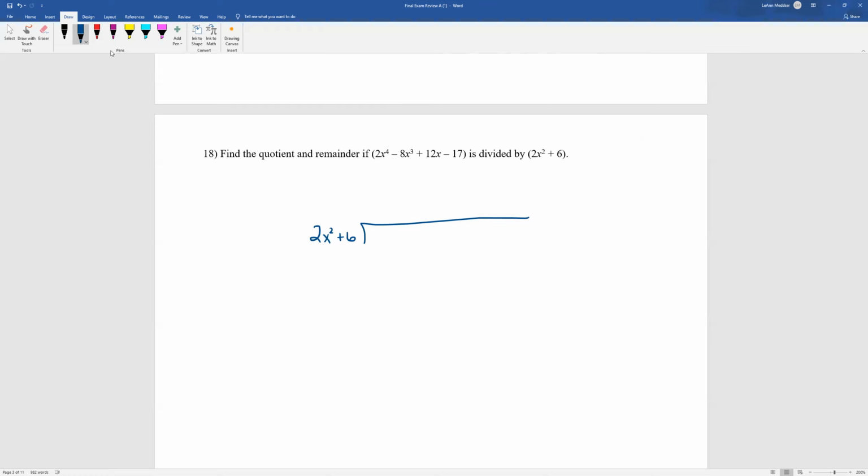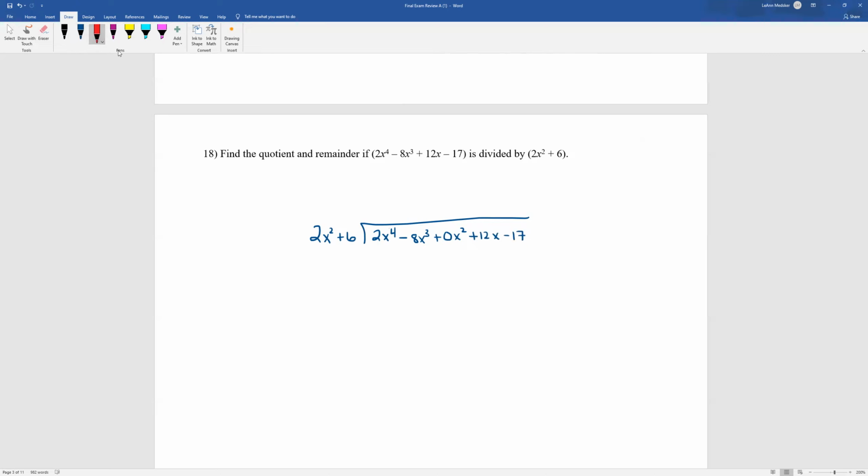So we are missing the x squared term. So when we miss a term, we put in a 0 times it. So that means it's really not there, but we're using that as a placeholder. Let me write that better. So that's 2x to the 4th minus 8x cubed plus 0x squared plus 12x minus 17.